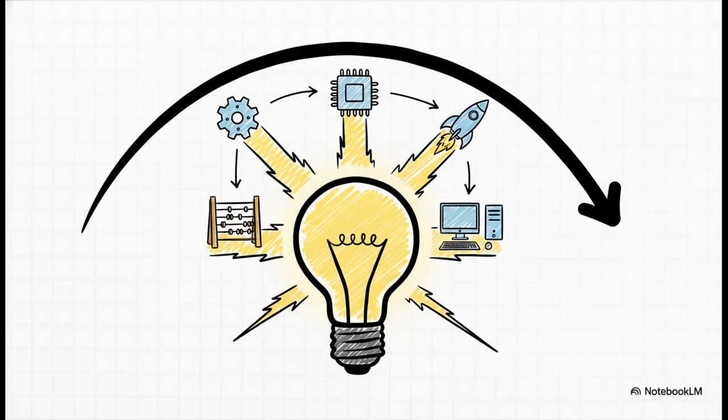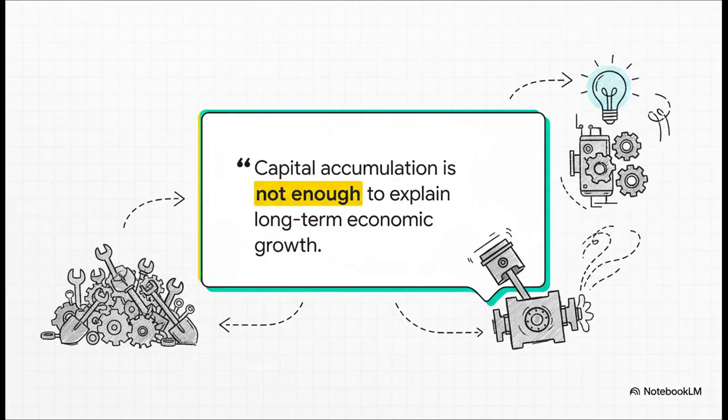The answer is technological progress, innovation, new ideas, basically finding better recipes that let us make more stuff with the same amount of labor and capital. Technology is the secret sauce that lets us keep pushing back against those diminishing returns. So the big takeaway here is that just piling up more of the same old tools isn't going to cut it for long-term prosperity. The real key, the true driver of growth, is inventing better tools and finding smarter ways to do things.